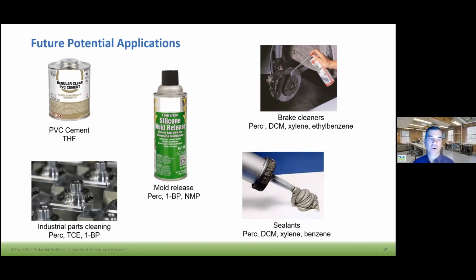And then for industrial parts cleaning, which is used for all different industries, they all need to clean some contaminant off a substrate. And there's a variety of benchmark 1 chemicals used there, such as PERC and TCE and NPB. So there's a lot of future potential applications to use this approach to find solutions for these applications as well.